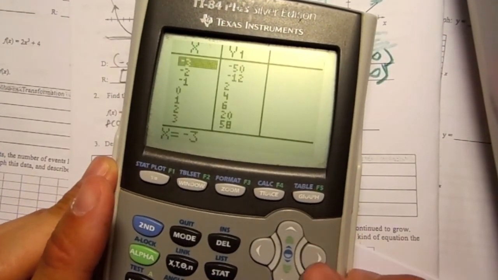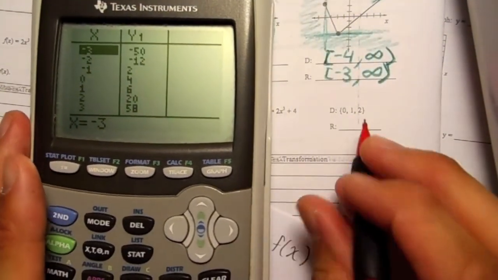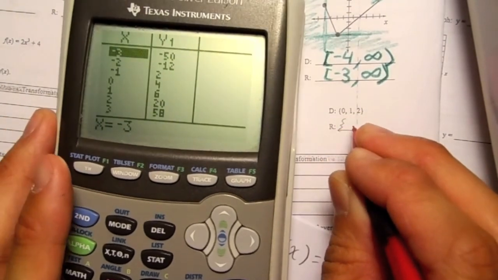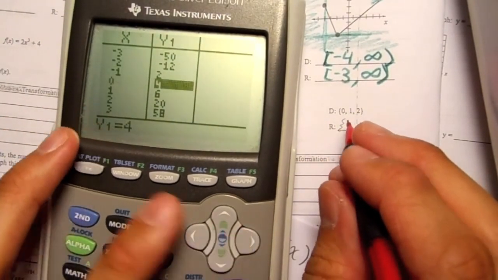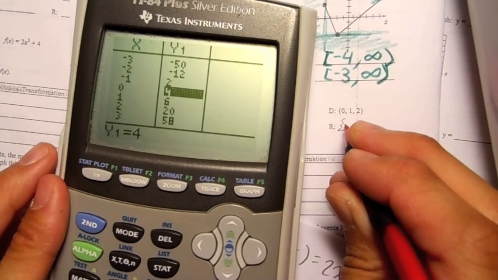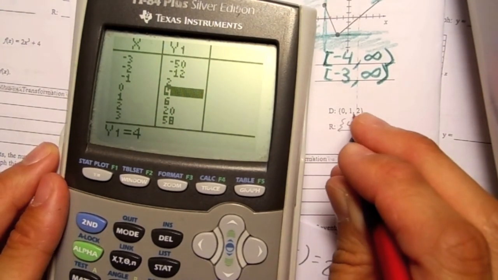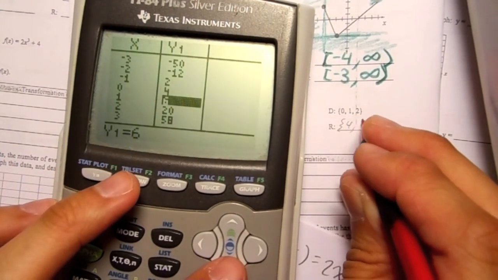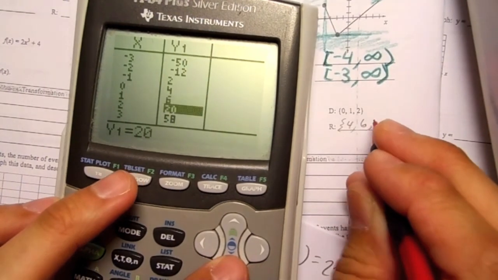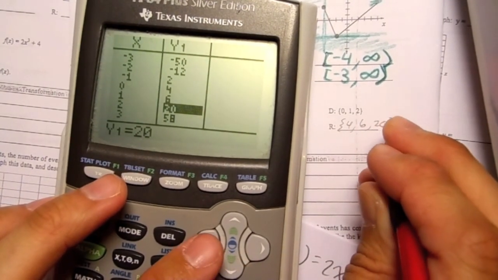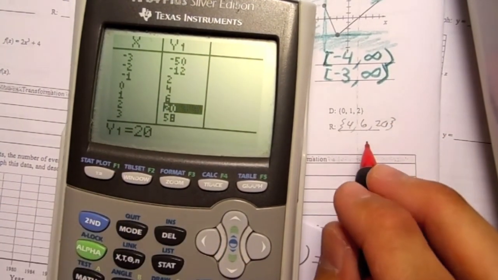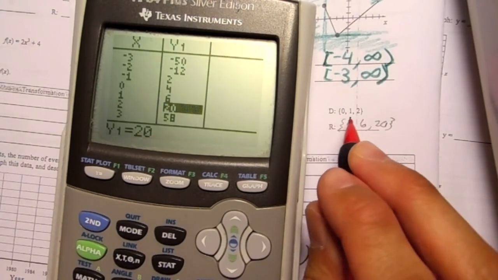Go to your table. Now the corresponding y value when x is 0, y is 4. When x is 1, y is 6. And when x is 2, y is 20. And there you have your specific range values for your specified domain.